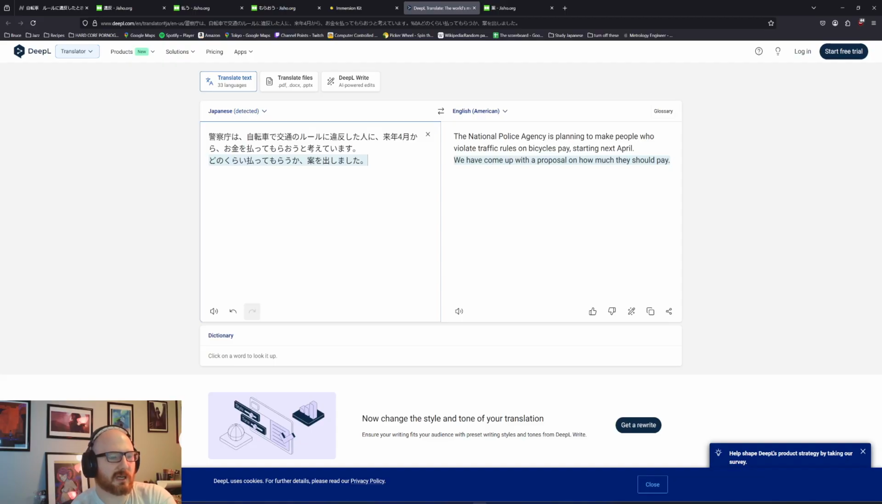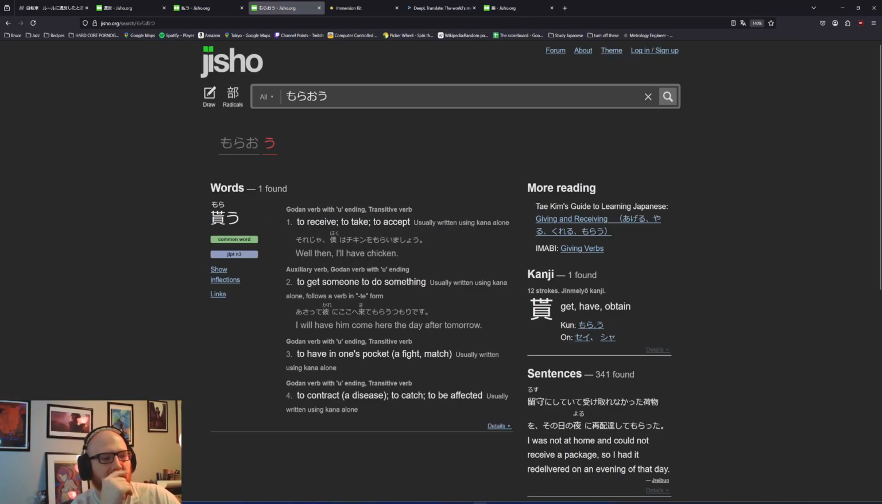And proposal was the on o deshimashita. So put out a proposal and morau, right here, to proceed to take, to accept. Get someone to do something.